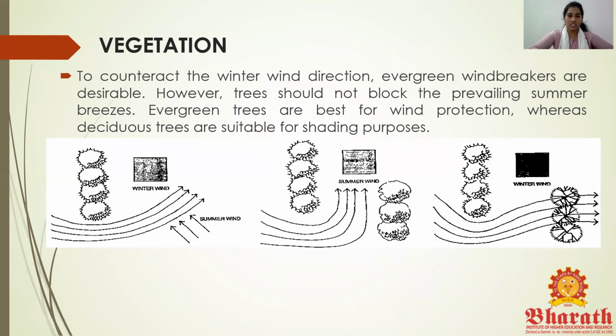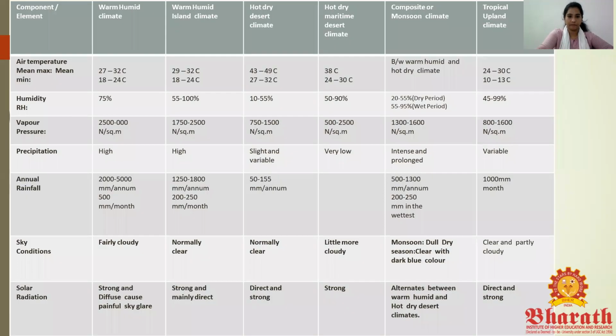If you look at vegetation, to counteract the winter wind direction, evergreen windbreakers are desirable. However, trees should not block the prevailing summer breezes. Evergreen trees are best for wind protection, whereas deciduous trees are suitable for shading purposes. So you can see how even the vegetation plays a major role in providing shading and contributes to attaining the right environment in your building.